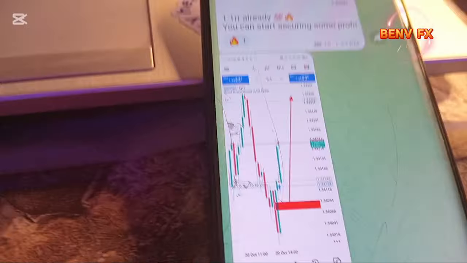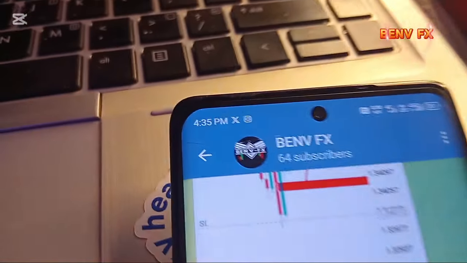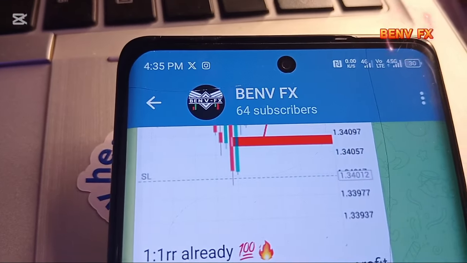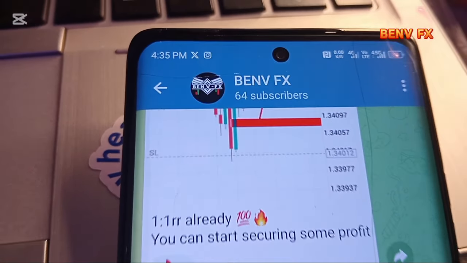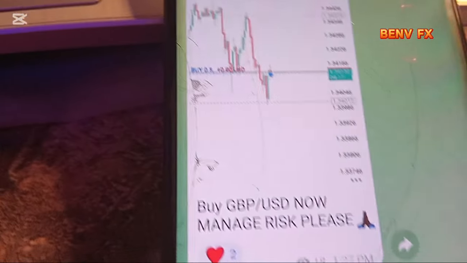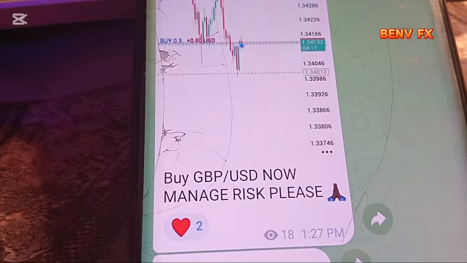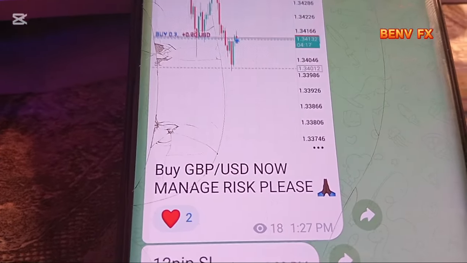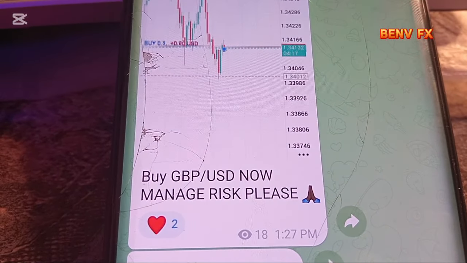As you can see, I have just 64 subscribers on my Telegram channel. So this is it. This is when I tell them to buy. I say, buy GBPUSD now. Manage risk, please. I beg them, manage risk, please.